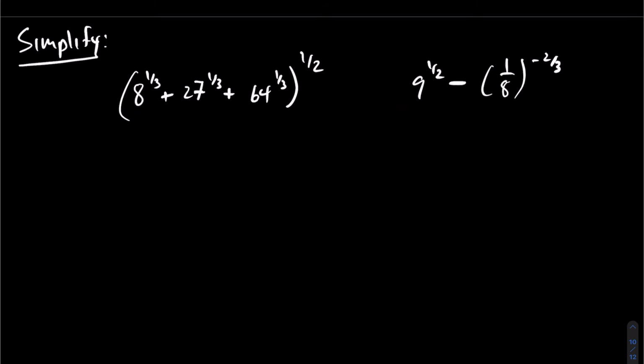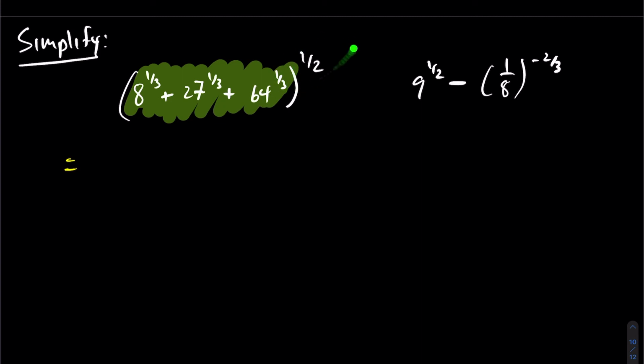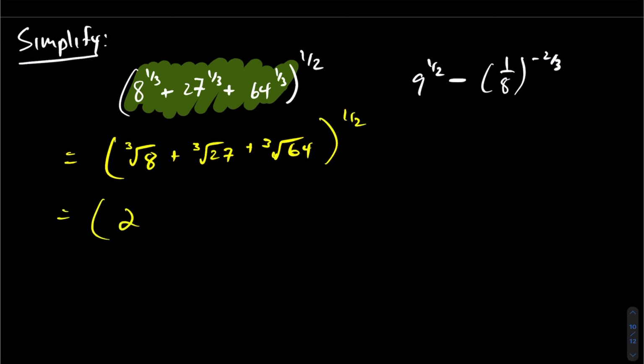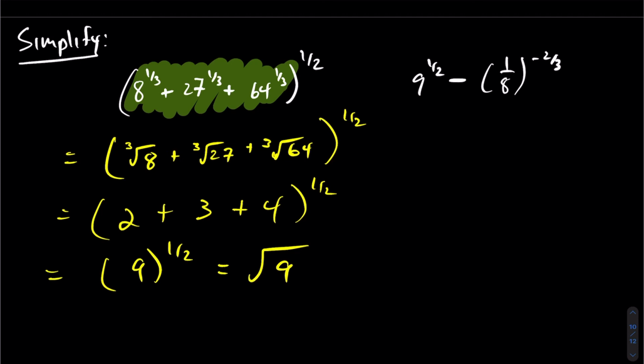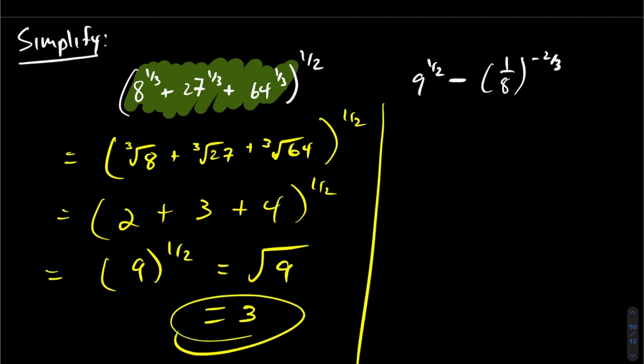Okay, now we get into some simplification questions here. So take a look here. Again, BEDMAS rules apply. You have to take care of the brackets first. I'm completely ignoring this half, saving it for the end. So this is going to be the third root of 8. This, they want the third root of 27. And this, they want the third root of 64. Well, the third root of 8 is 2. The third root of 27 is 3. And the third root of 64 is 4. Well, 2 plus 3 is 5, plus 4 is 9 to the half. So this is just the root of 9, and the answer is really nice, comes out to be a 3 here.